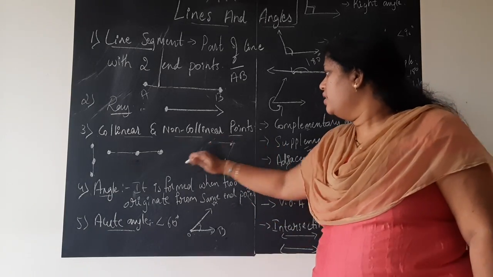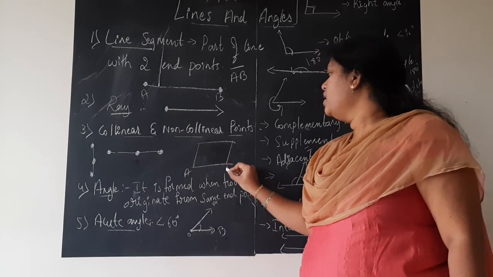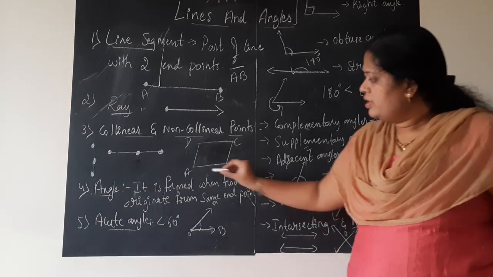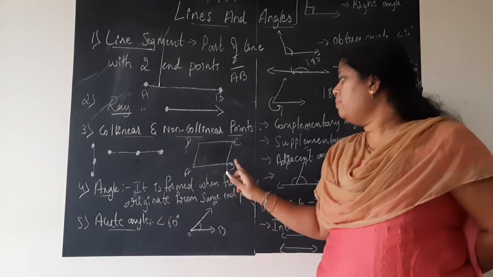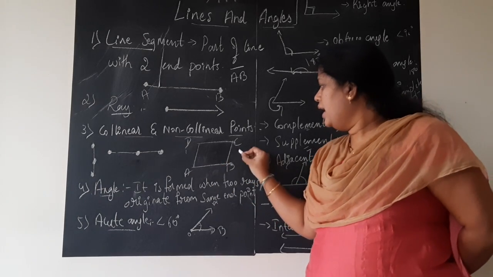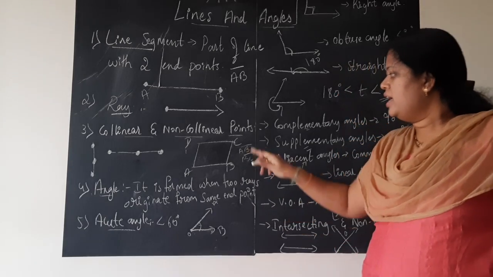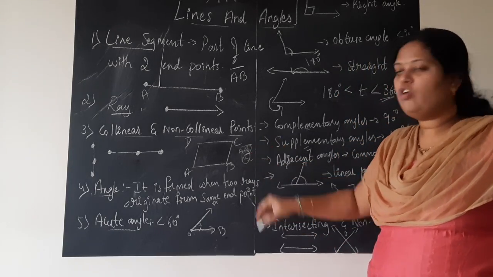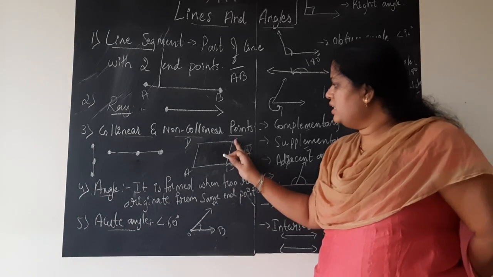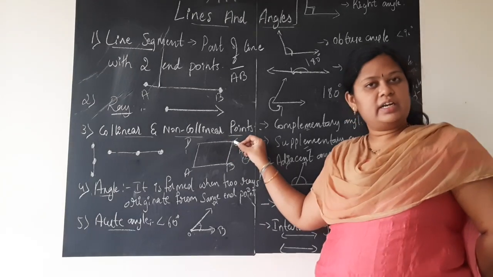To explain that, I will consider a quadrilateral, say a parallelogram ABCD, children. Now it has four vertices, which are A, B, C and D, right? AB is one line segment, BC is one line segment. AB and BC have one common vertex, that is B, correct? Now BC, CD, if I take BC, CD, C is the common vertex, isn't it, children?